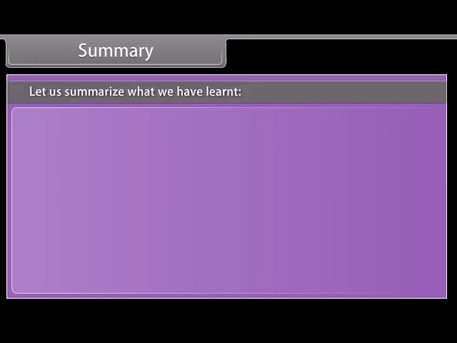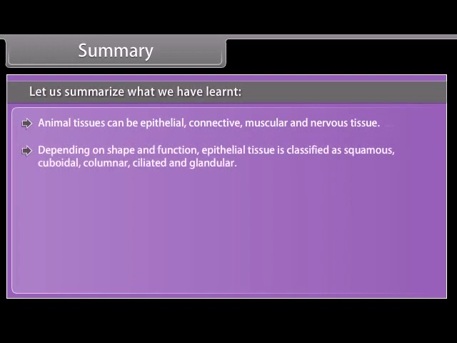Summary. Let us summarize what we have learned. Animal tissues can be epithelial, connective, muscular, and nervous tissue. Depending on shape and function, epithelial tissue is classified as squamous, cuboidal, columnar, ciliated, and glandular.